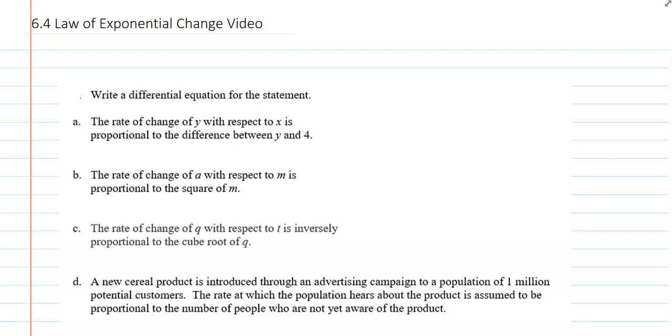Write a differential equation for the statement. The rate of change of y with respect to x is proportional to the difference between y and 4. So the first part, the rate of change of y with respect to x, just translates into the derivative. So we have dy/dx is, and now we have this phrase: proportional to the difference between y and 4.